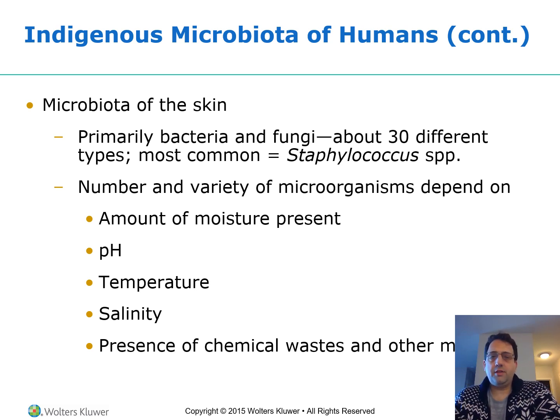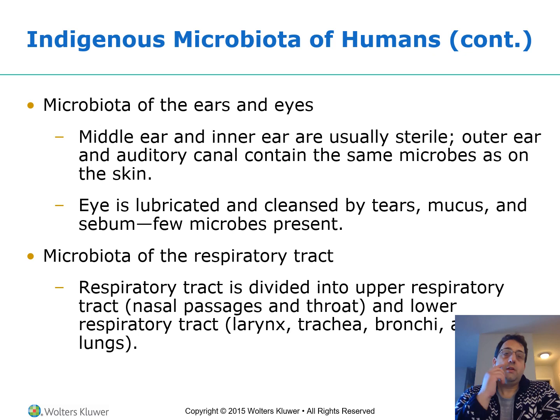And if you go back to the chapter we were looking at last time, this should make sense. How much moisture is there? What's the pH? What's the temperature? How much salt is there? What other chemicals and waste products and things like that are there? Those will all determine the makeup of the microbes of your body, specifically your skin.